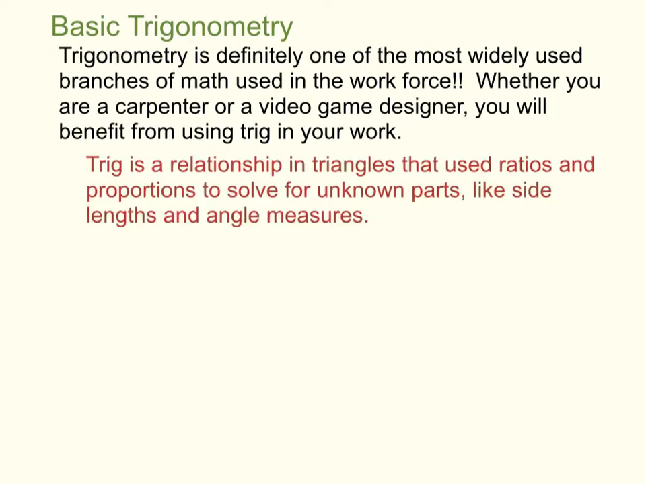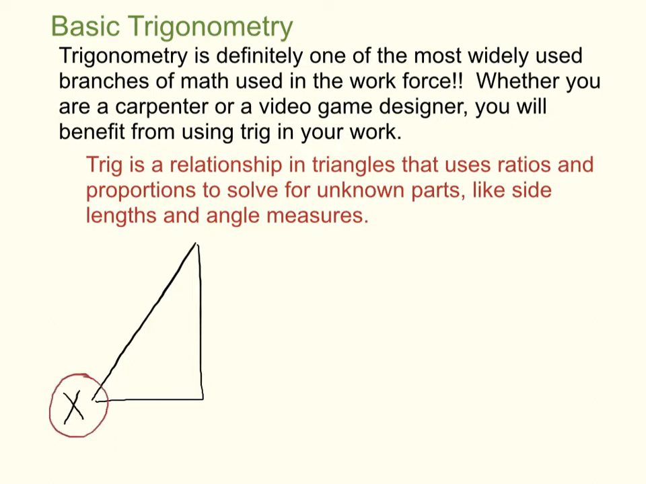So trig is a relationship in triangles that uses ratios and proportions to solve for unknown parts, like the side lengths and angle measures. So if we have a triangle here, and we're going to call this angle down here angle X, then if you take a look at that angle, you'll notice that there is a side, oops, I forgot to put in the right angle, there we go. There is a side that's opposite to that angle. There is a hypotenuse to that angle, and there is a side that is adjacent to that angle.